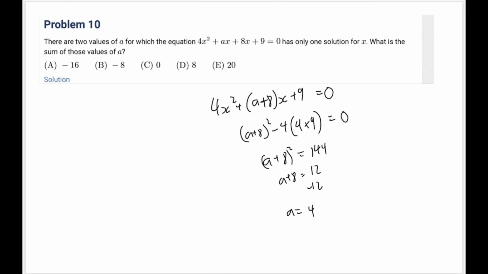a equals 4. And a can also equal minus 20, because a is 4 if a plus 8 is 12, and a is minus 20 if a plus 8 is minus 12. And so the sum of those values of a would be 4 minus 20, which is minus 16, so the answer is negative 16. It's A.